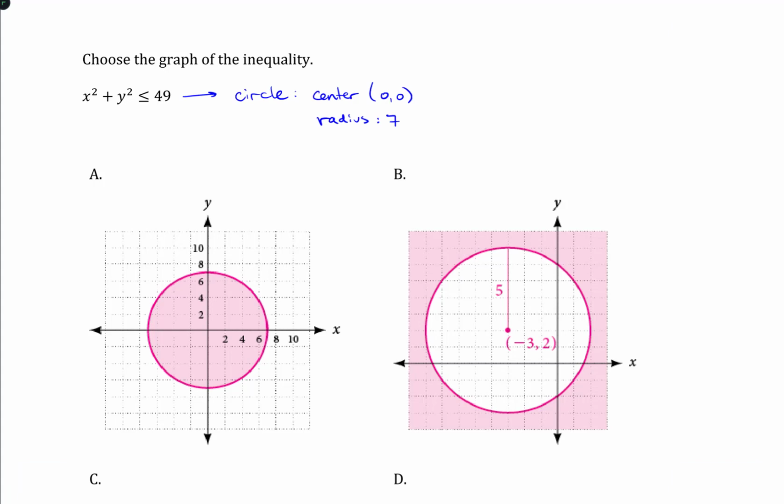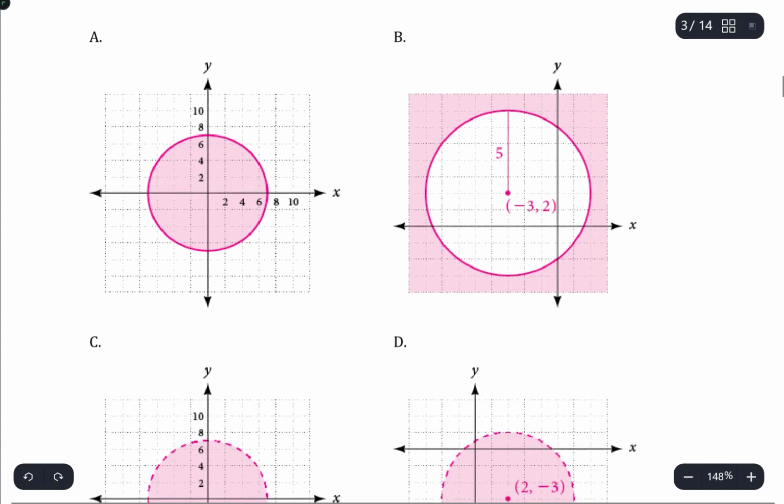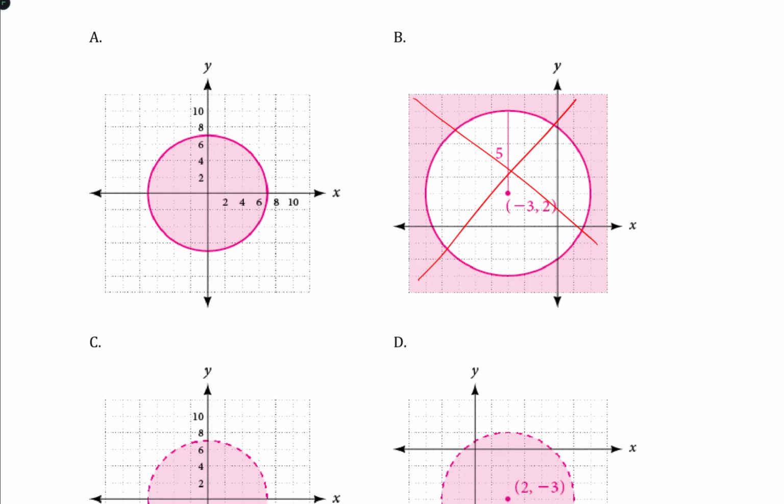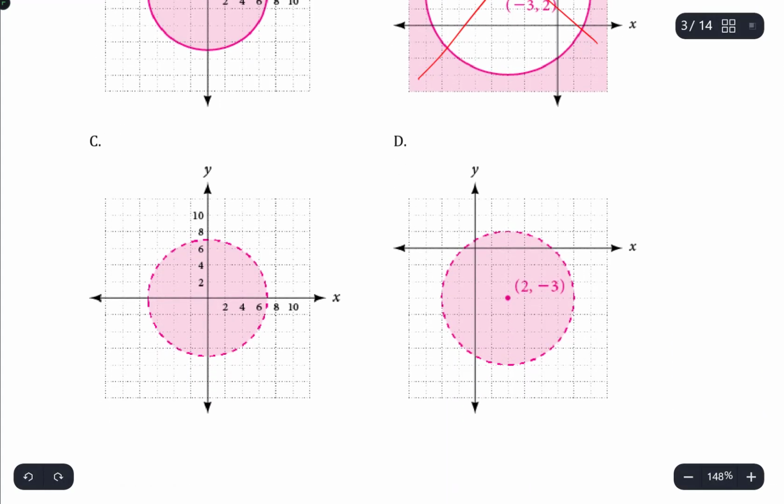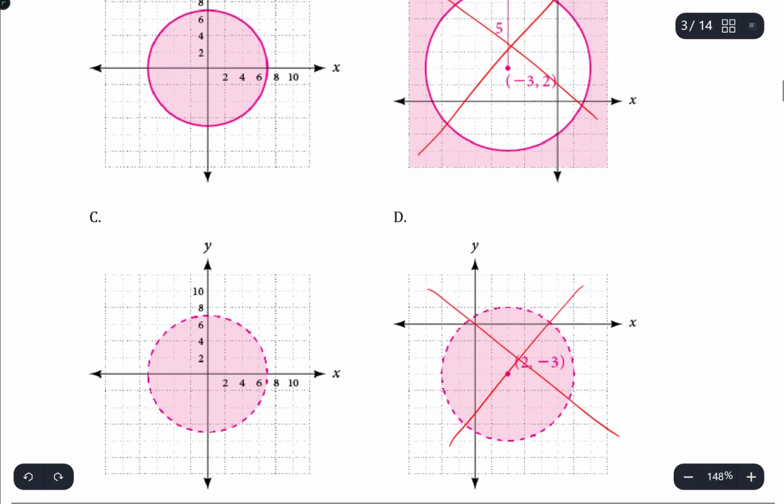All right, so just by looking at these two items, we can already rule out a couple of things. For instance, we can rule out B because the center of the circle is not at the origin. We can rule out D as well. So those two we can eliminate.